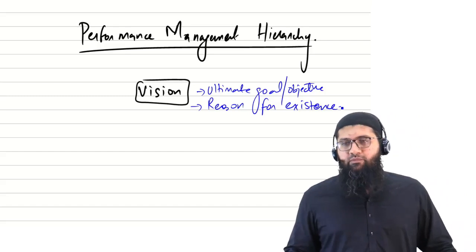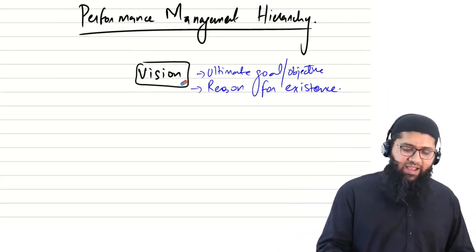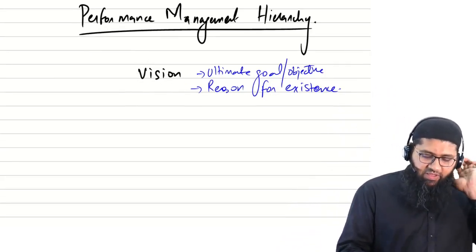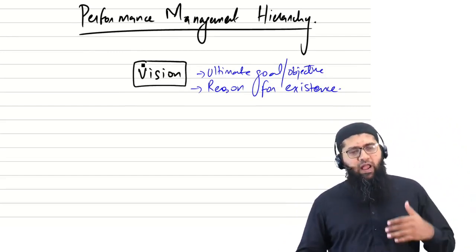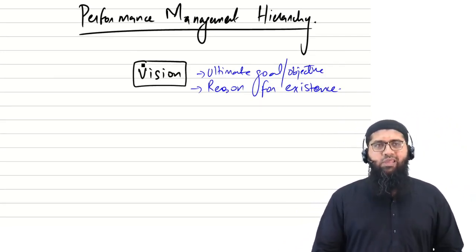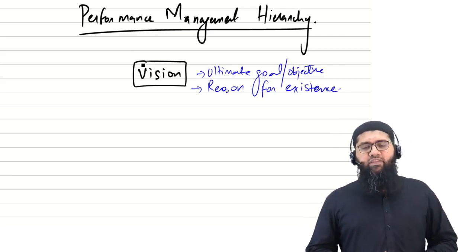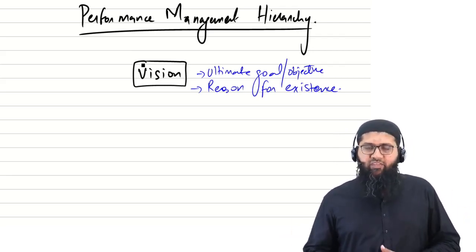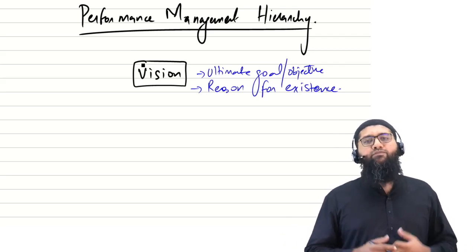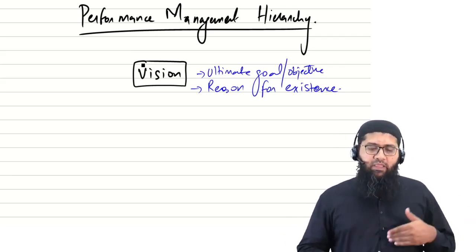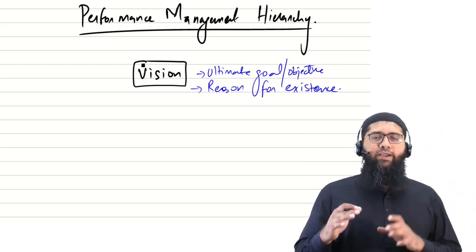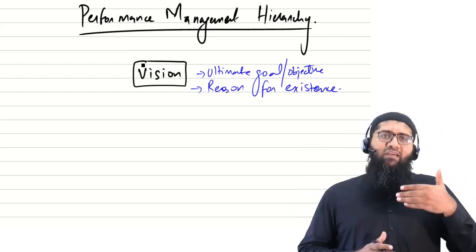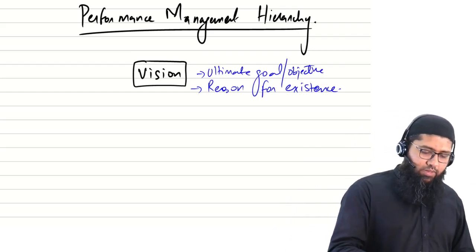I repeat, when we talk about the vision, what exactly do you mean by vision? The vision is the ultimate goal, the ultimate purpose of the organization. It tells you the reason for existence, that why is the organization existing? What exactly is the purpose for which this organization is formed? This is what the vision is all about. So the starting point of performance management is to have the vision.